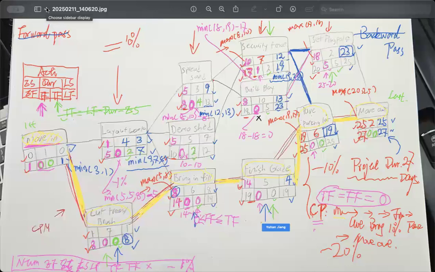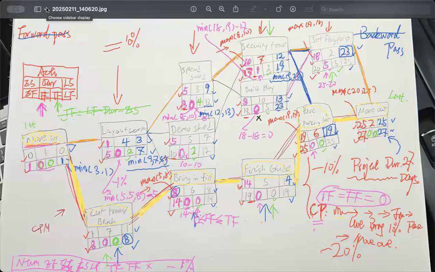paths we have in this project. So we can start from this move in, and then come to the layout, right? And the layout came to the spray sign, that came to the security fence. The security fence came to setting the flagpole and then move out. So this is one path in this project.